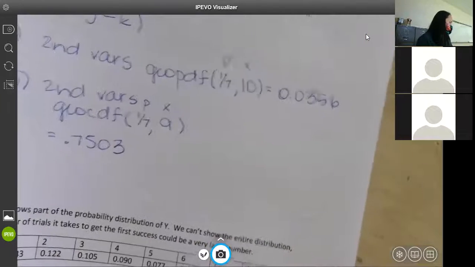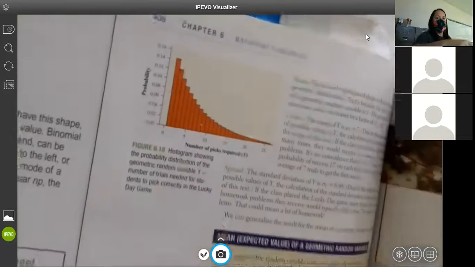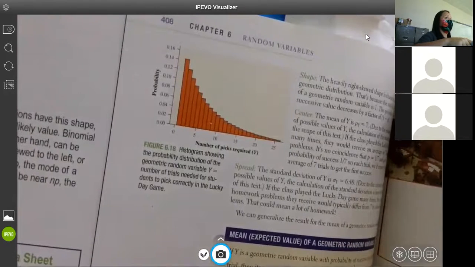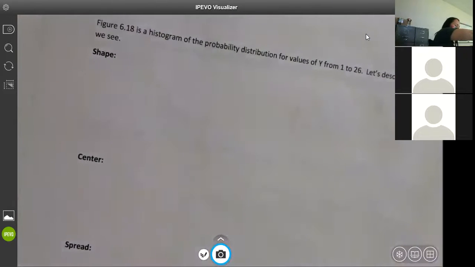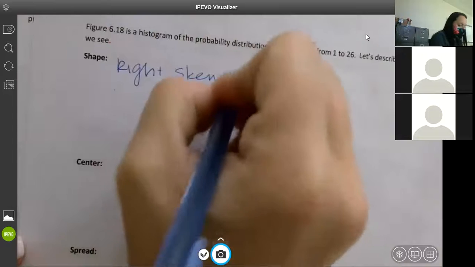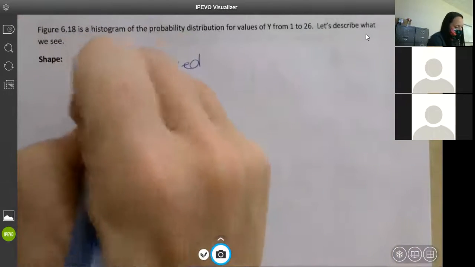All right. I want to show you this histogram. So this is what this histogram looks like. This is geometric probability. Everybody see that? So it starts off large and then it keeps getting smaller and smaller in this case. Okay. So what was the shape of that one? It is right skewed. What does that mean? Large values are less likely.